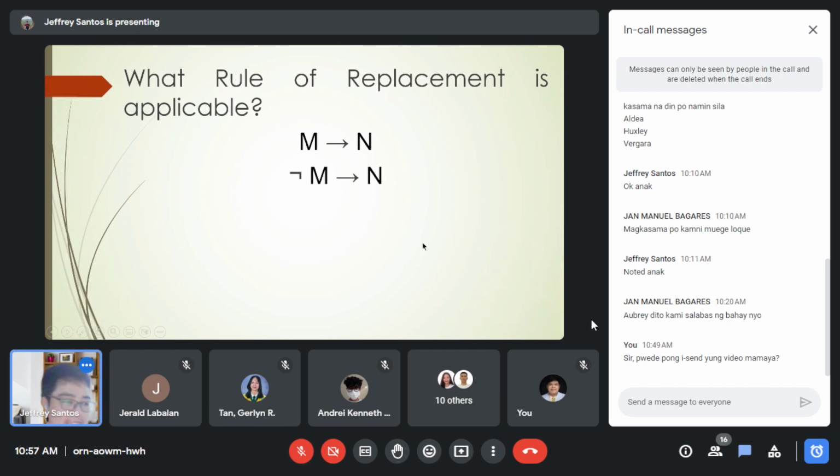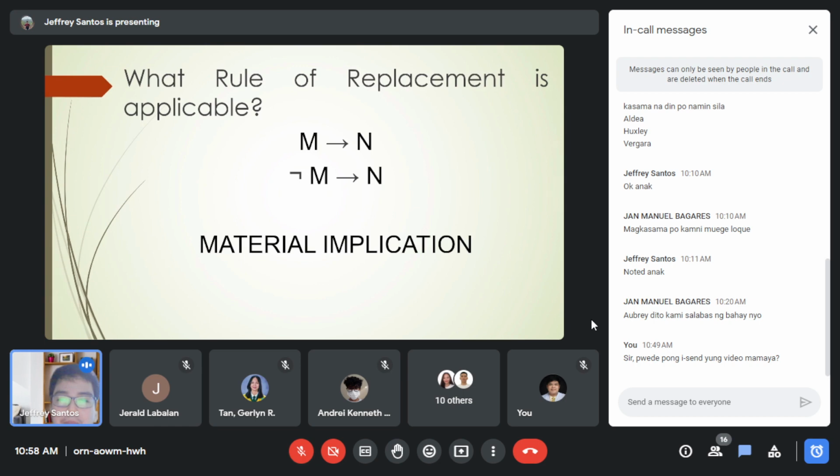Sige nga. Sa lahat ng sections, wala pa yata nakakasagot nito. Baka sa inyo pa lang. So tingin nyo, what rule of replacement is applicable here? Ang dami kasi, no? Hindi pa siguro nasa sa ulo. Ano? Ayan, so here, we use material implication.